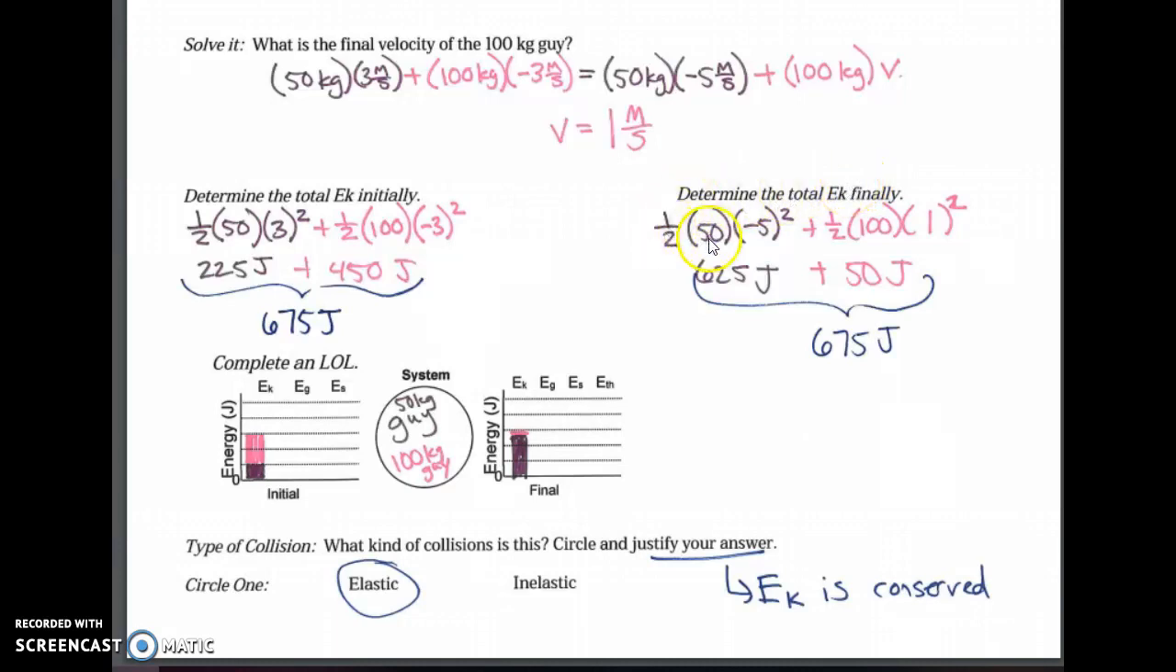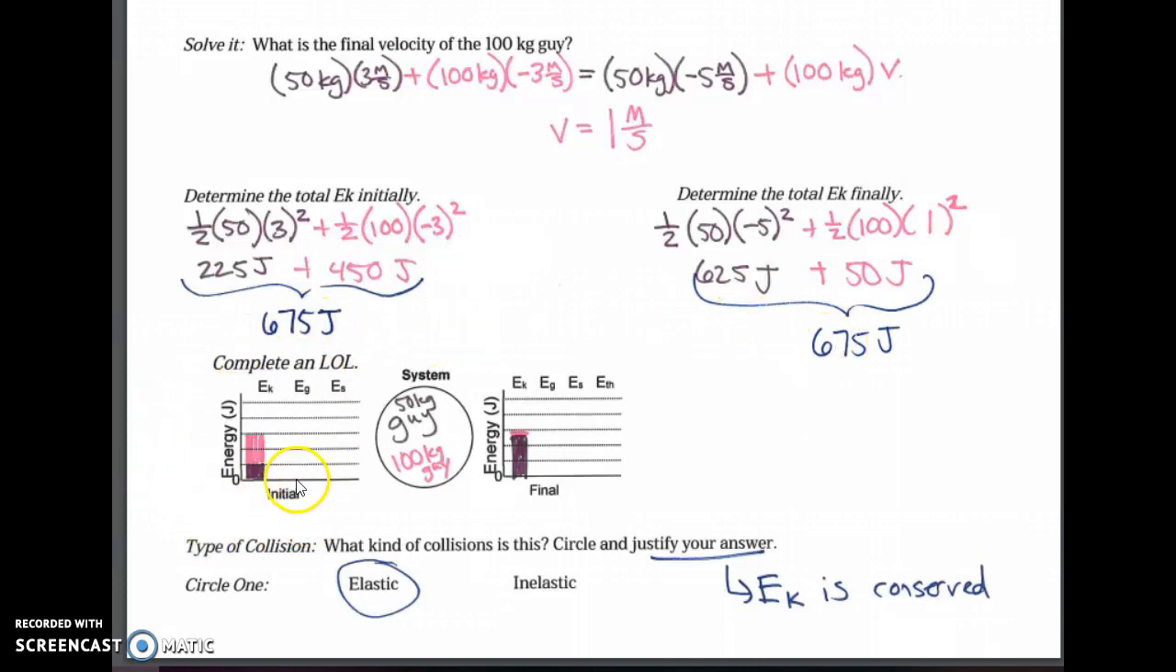Finally, I've got the 50 kilogram man and his velocity is negative 5 meters per second. So 1/2 times 50 times negative 5 squared, plus the 100 kilogram man is 1/2 times 100 times 1 squared. So that equals 625 plus 50, 675. You'll notice that these are equal. Sometimes they are and sometimes they are not.